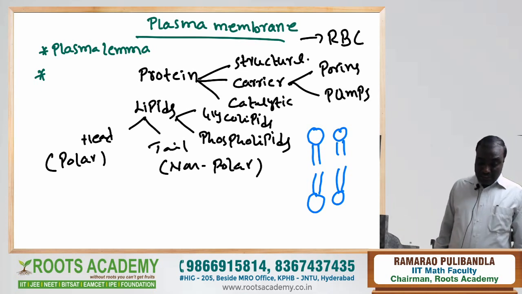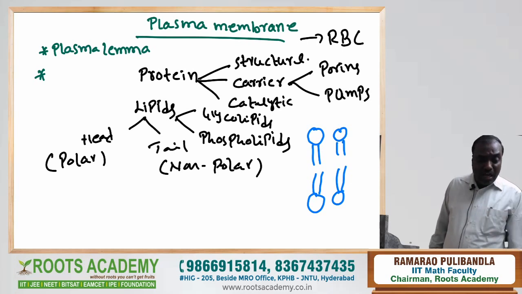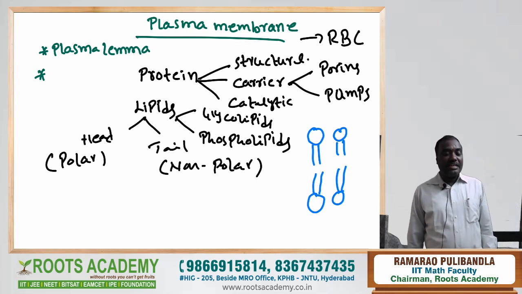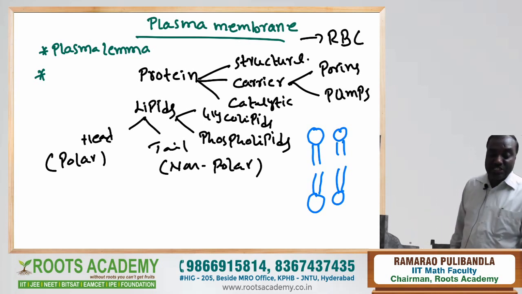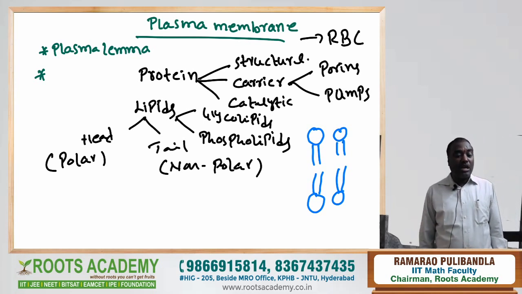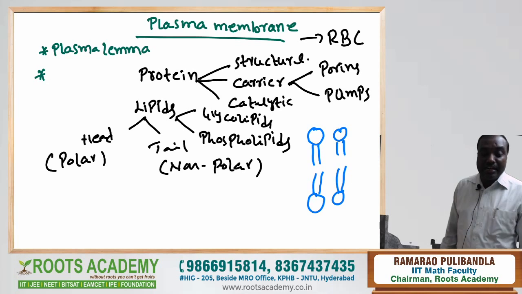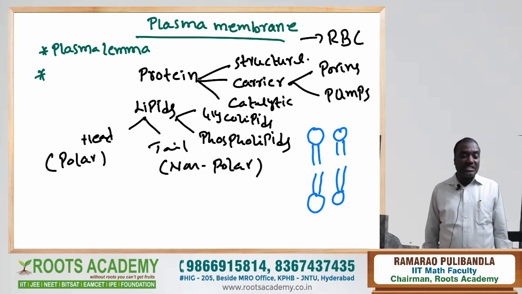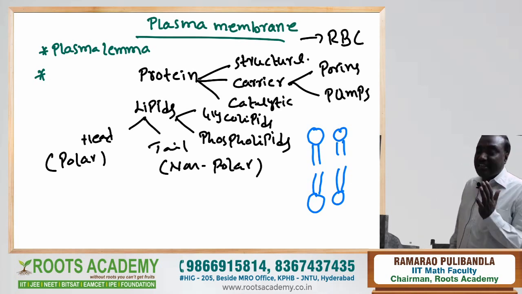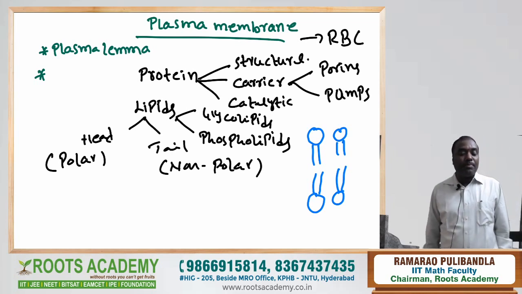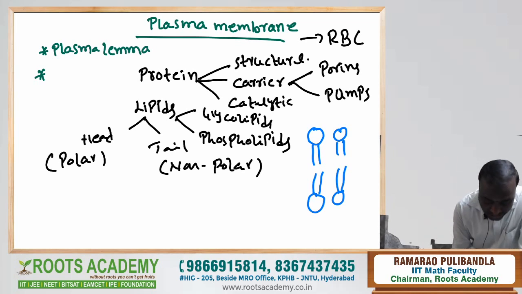Here the proteins, based on the location and based on the ease of extraction, the proteins present in the plasma membrane are of two types. What are the two types of proteins? Internal proteins and external proteins. Internal proteins are nothing but intrinsic proteins, external proteins are nothing but extrinsic proteins.